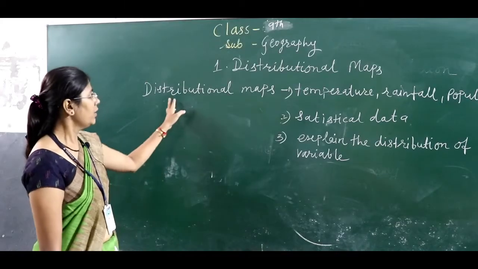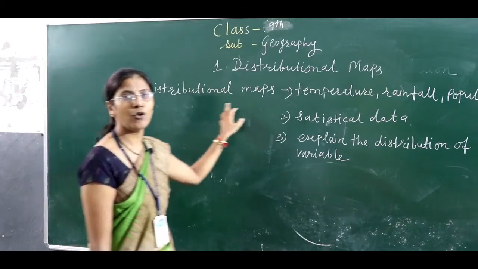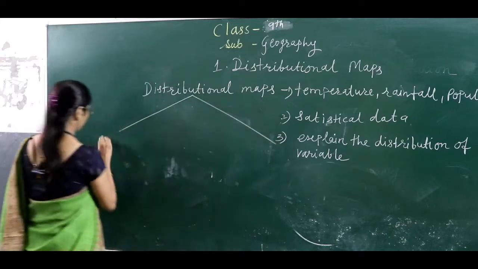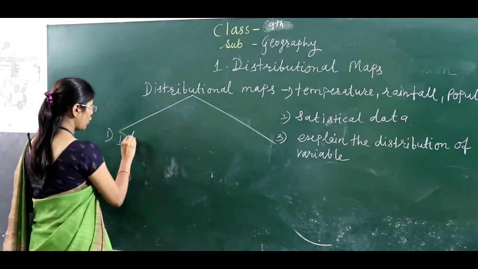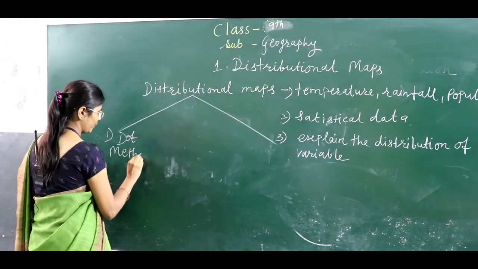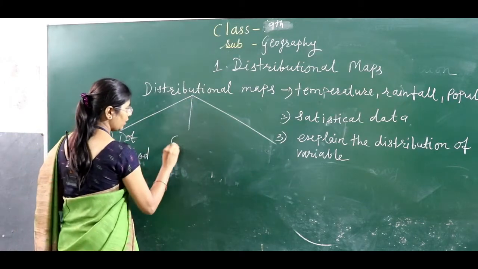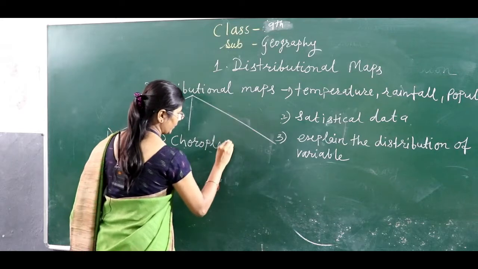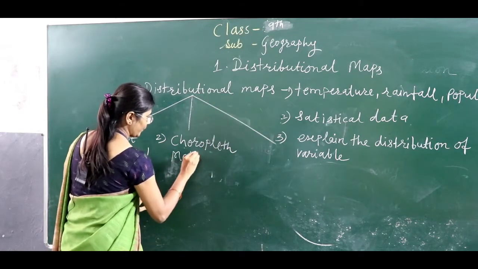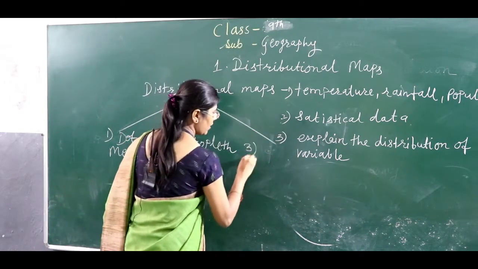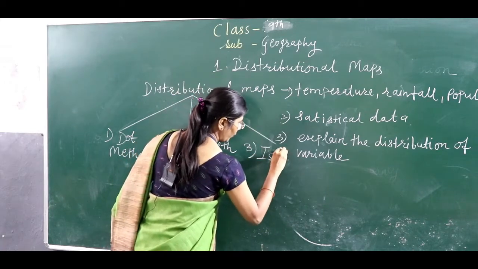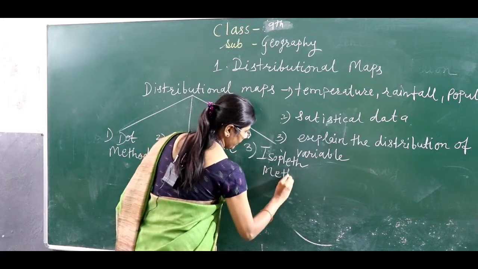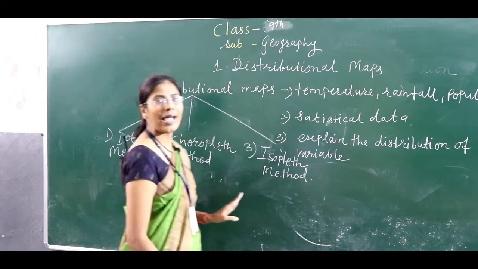Now we see the different types of methods of the distributional map. The first one is the dot method. The second one is the choropleth method, and the third one is the isopleth method.